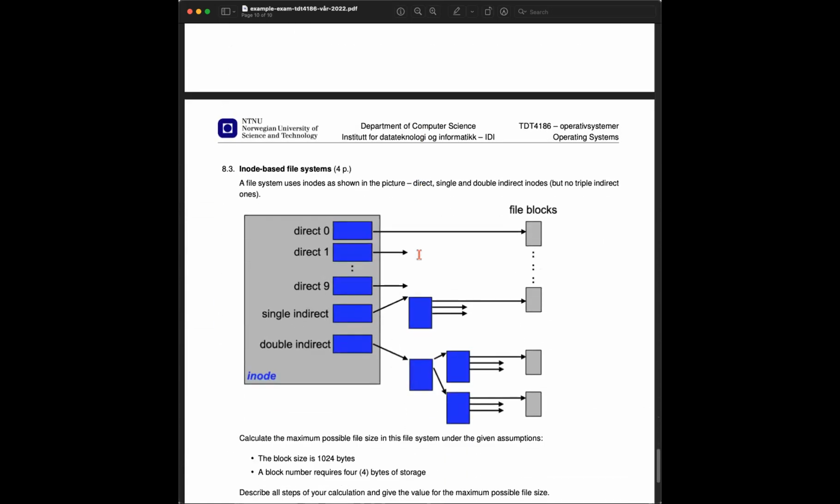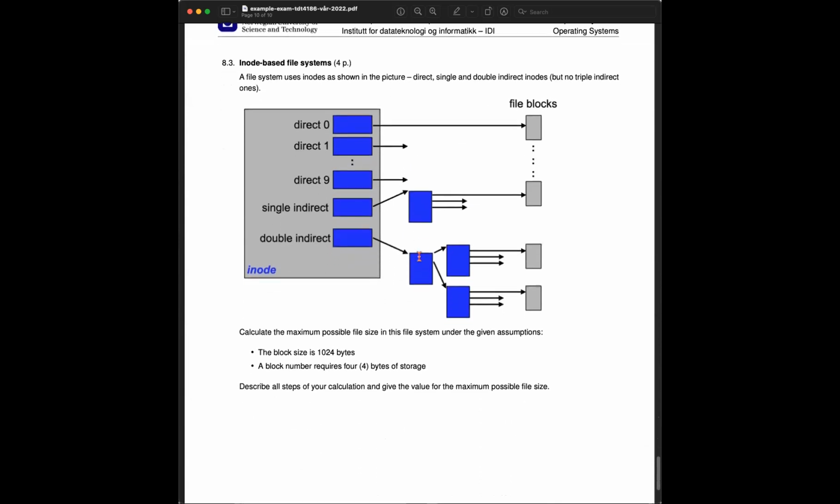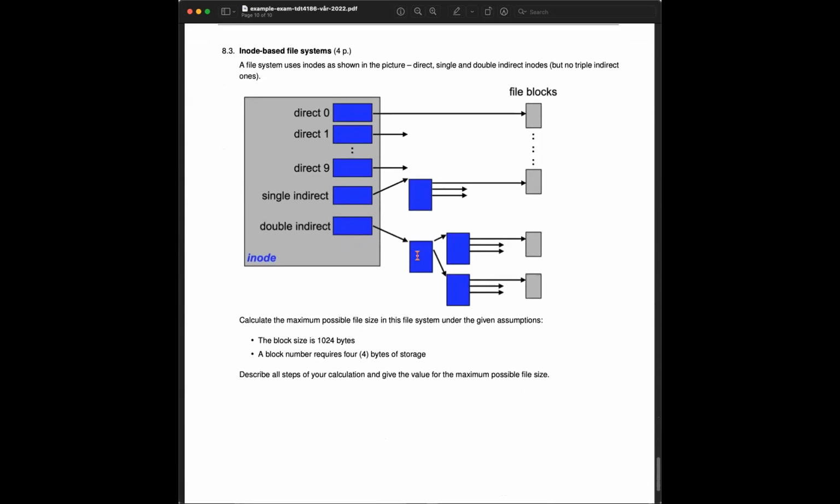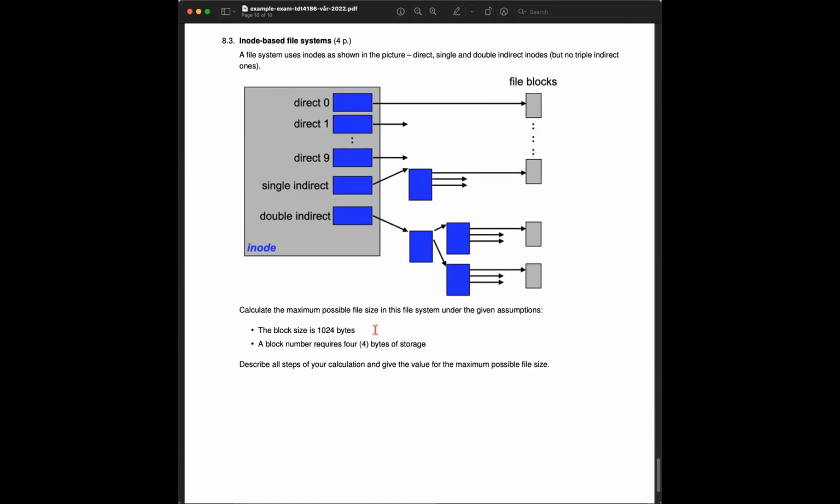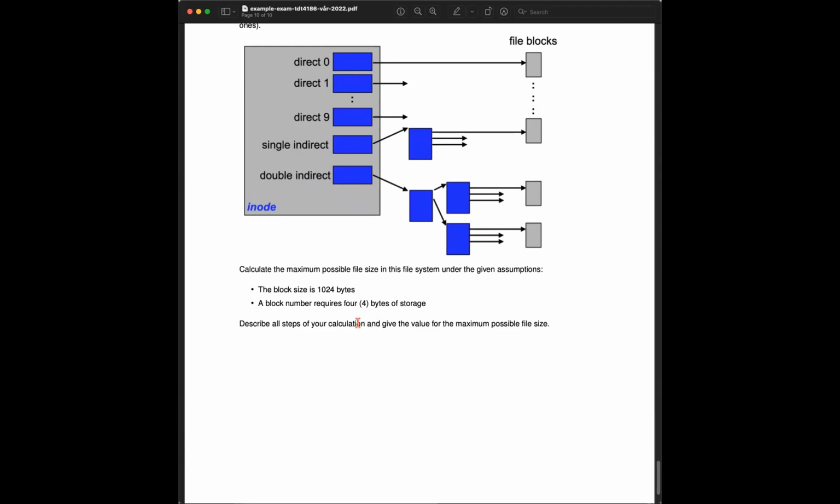And finally, we have a question on file systems, on inode-based file systems. So here, that's an interesting question. We have inodes with direct, single, and double indirect blocks, but no triple indirect blocks. And you should figure out with these parameters what is actually the maximum possible file size. And of course, just giving the answer, it's whatever, 42. Well, it's not 42, obviously. This is only a very small part of the answer.